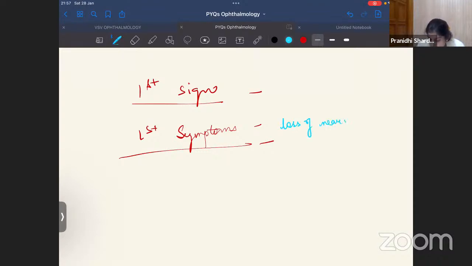No? Okay. The first sign is loss of near vision. Yes, loss of accommodation, loss of near vision. First sign is retrolental flare. Okay, first sign and first symptom.